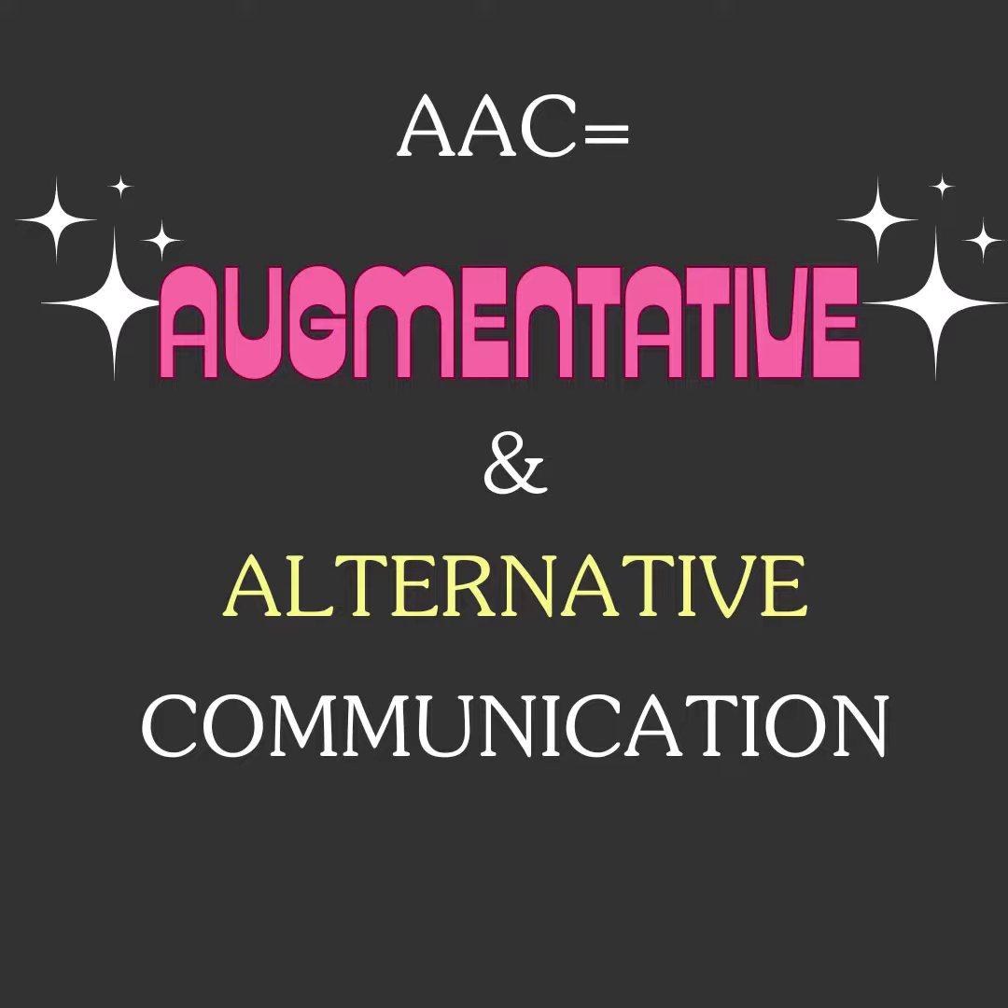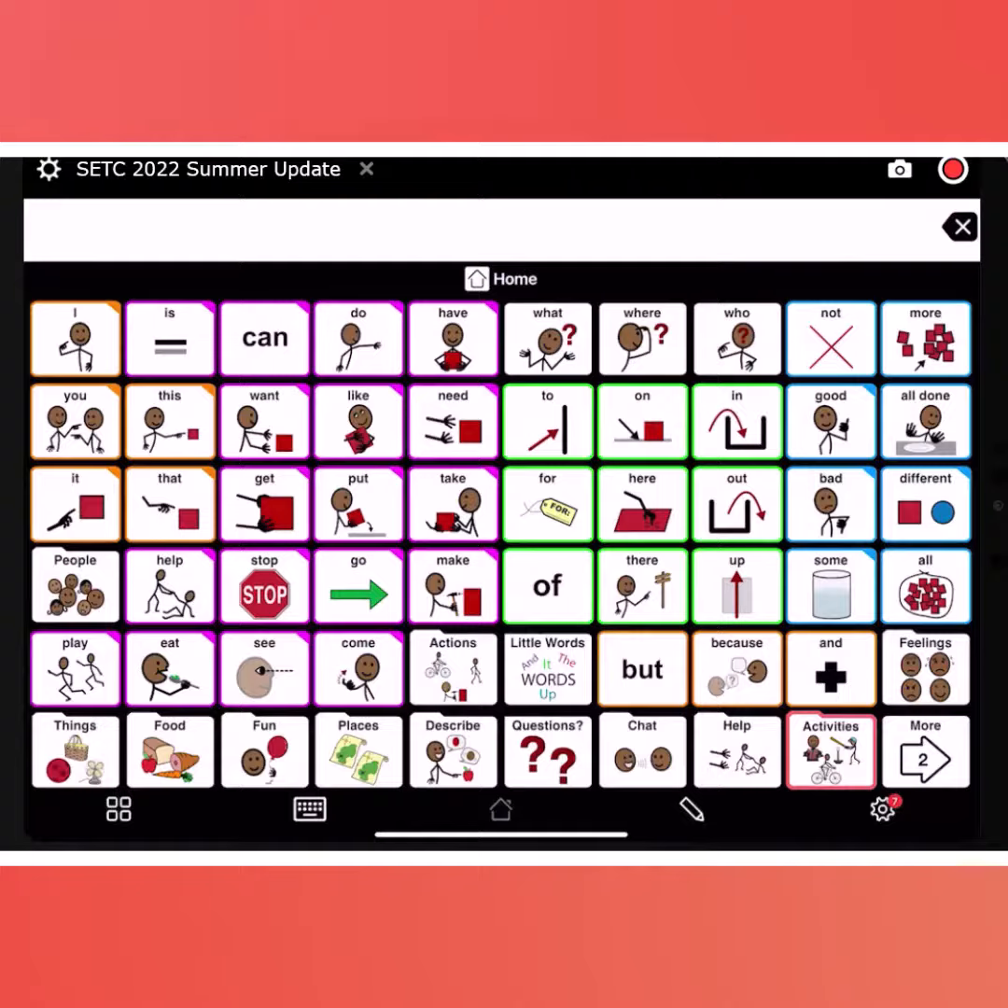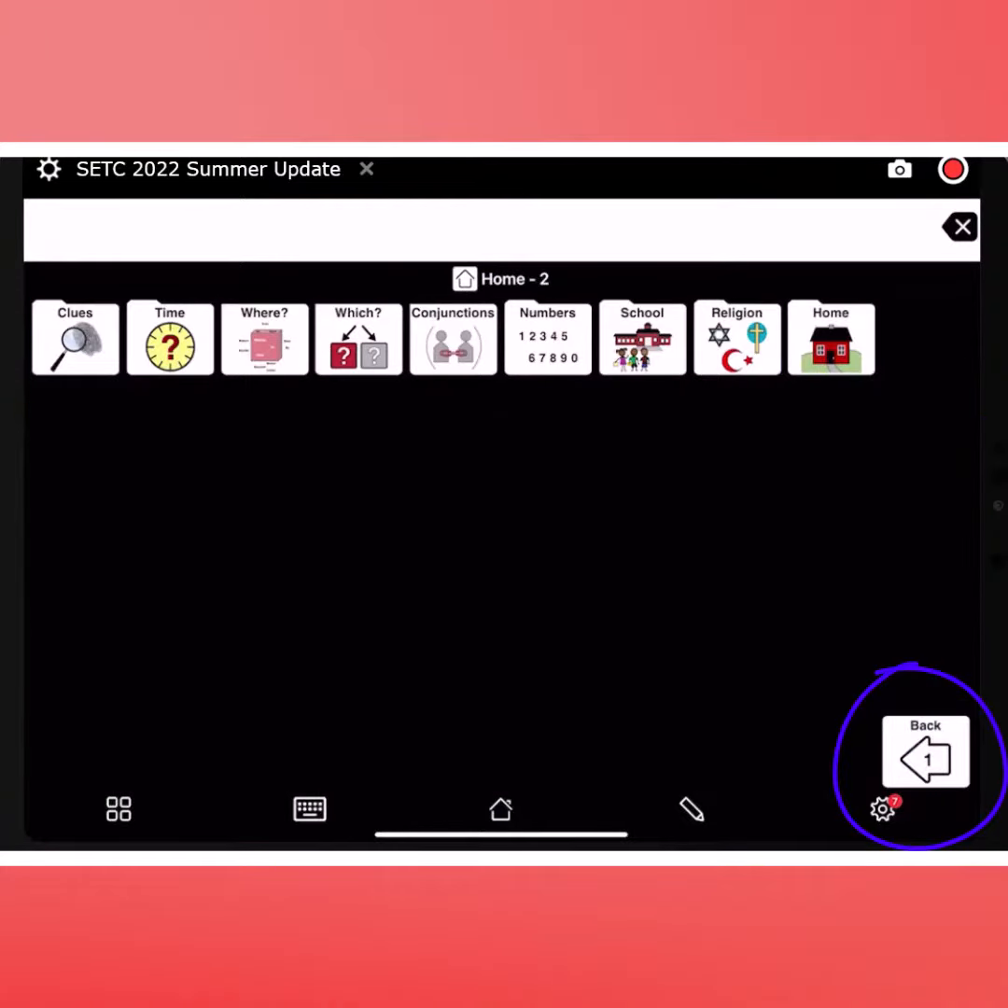Some kids use AAC to augment their verbal speech because their intelligibility is low, or in other words, they're difficult to understand. So they may use a communication system to support communication repairs. On Proloquo2Go, you can find a page called Clues that allows the student to use different symbols to help their communicator know what they're talking about.